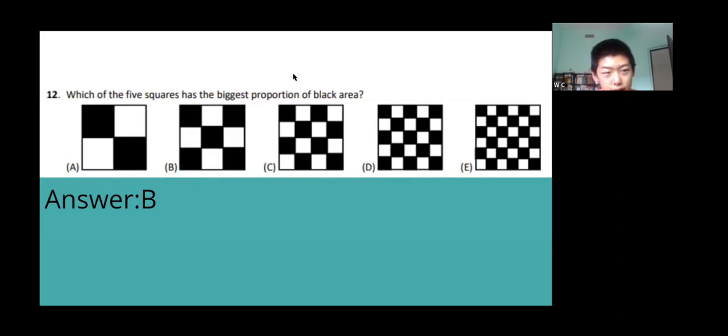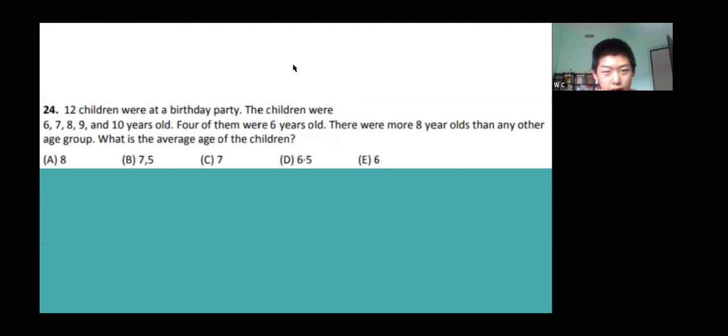Next question. 12 children are in a birthday party. The children are 6, 7, 8, 9, and 10 years old. 4 of them were 6 years old. There were more 8-year-olds than any other age group. What is the average age of the children?